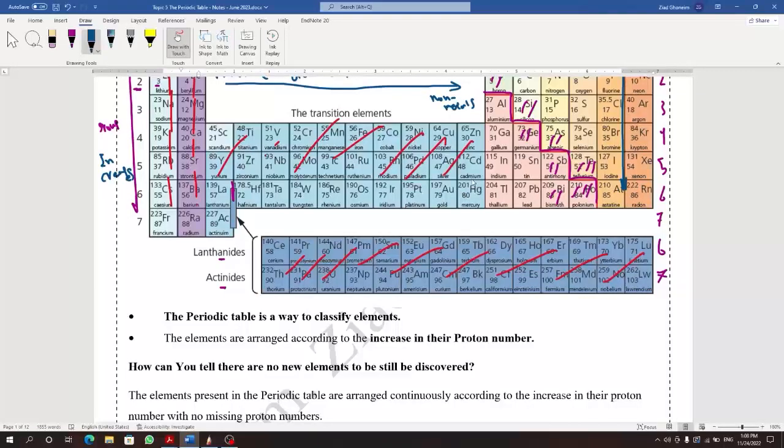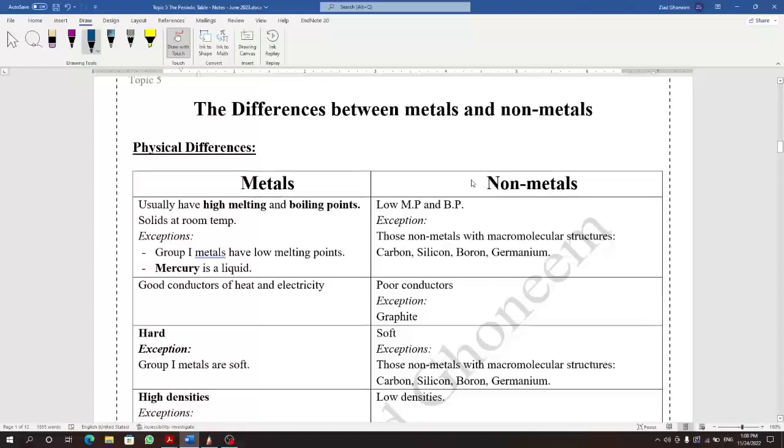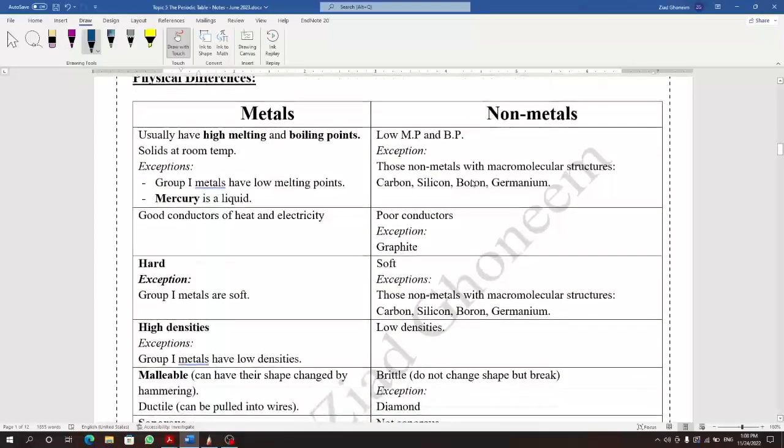All right. Now we'll talk about the differences between metals and non-metals before we dive into each of the groups. We'll be studying Group 1 and Group 7, and then we'll talk about the transition metals. Starting with the physical properties.